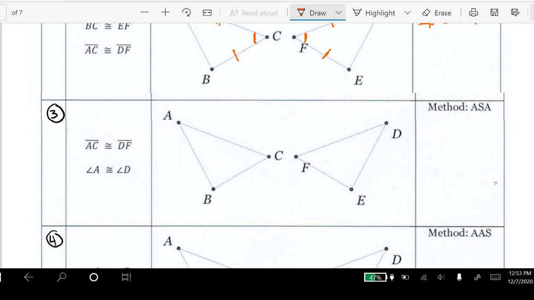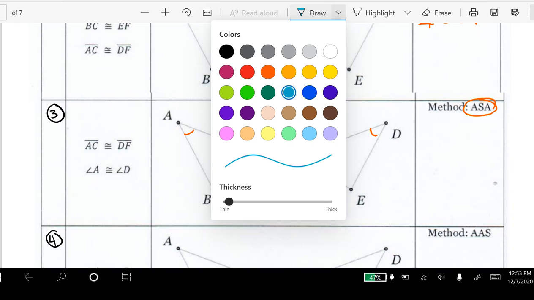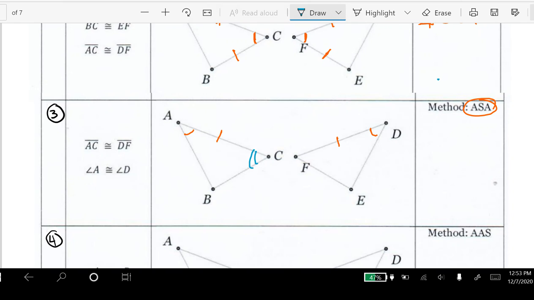For number 3, I need ASA. So for ASA, again, I'm going to mark my given. AC is congruent to DF. Angle A is congruent to angle D. And for ASA, I have the two angles and the side in between. So for my side to be in between, I would need these to be angle, side, angle, all lined up. So angle C is congruent to angle F is what I need.